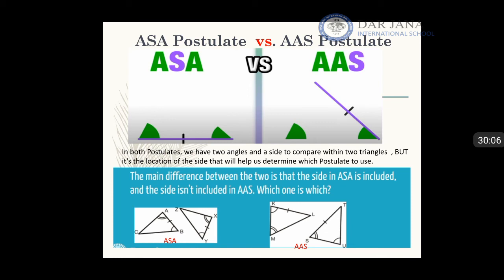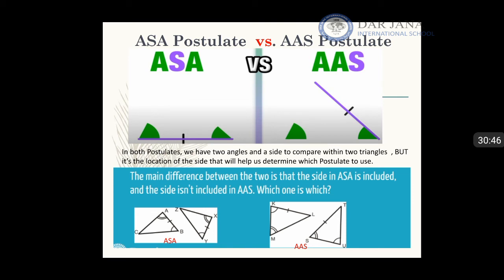So in both postulates, we have two angles and the side to compare within two triangles, but the location of the side will help us determine which postulate to use. So in case of the angle, side, angle, the side is included, while in the angle, side, the side is not included. So the main difference between the two postulates is that the side in the angle, side, angle, or the ASA, is included, and the side is not included in the angle, side. So let's look at the figures we have below over here. Which one is which?